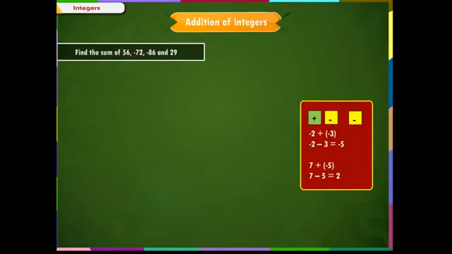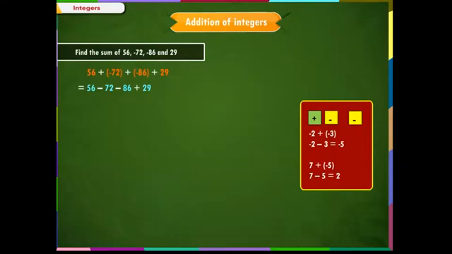Example 2. Find the sum of 56, -72, -86 and 29. Write the problem as 56 plus -72 plus -86 plus 29. Step 1. Remove the double signs. 56 minus 72 minus 86 plus 29. Step 2. Look for opposite numbers. As this problem doesn't have any opposite numbers, we will go ahead to step 3.